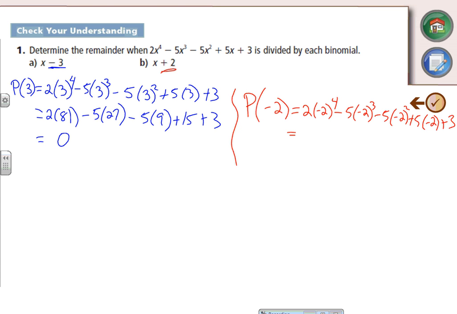All right, let's do this one up. Negative 2 to the 4th, that is the same as 2 to the 4th because it's going to be a positive 16 minus 5 times negative 2 cubed, that's going to give us negative 8 minus 5 times 4 minus 10 plus 3. Again, punching that into your calculator, working it through, or doing it right from the beginning. You're going to get a remainder of 45.